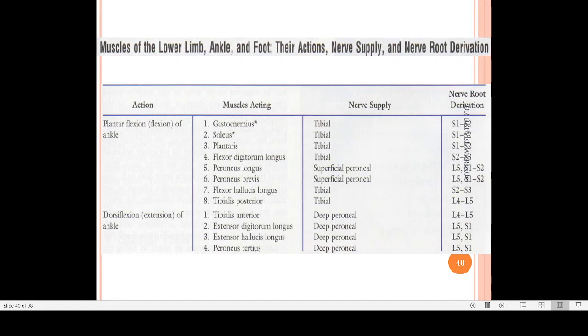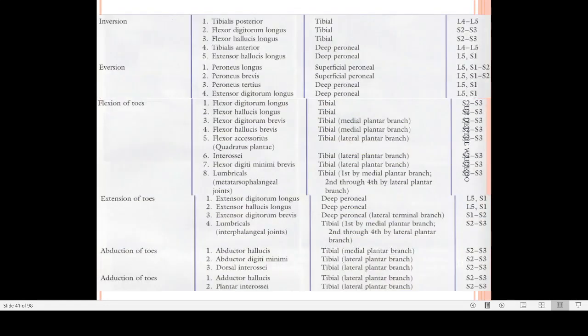longus, and tibialis posterior. Dorsiflexion is done by tibialis anterior, extensor digitorum longus, extensor hallucis longus, and peroneus tertius. Inversion by the tibialis posterior, flexor digitorum longus, flexor hallucis longus, tibialis anterior, and extensor hallucis longus. Eversion is done by peroneus longus, peroneus brevis, peroneus tertius, and extensor digitorum longus.